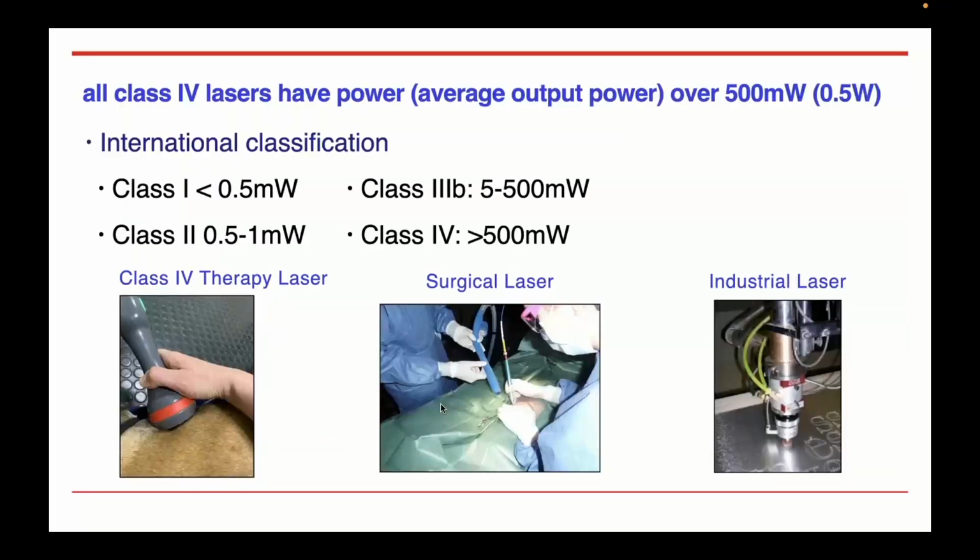The international classification for laser types is based on their power and also takes into account wavelength. But any device with output power over 500 milliwatts or 0.5 watts is considered a class 4 laser. Because of that, class 4 therapy lasers, surgical lasers, or lasers to cut metal in a factory all get included under that class 4 umbrella, but obviously the implications, the dangers, and the uses are different.